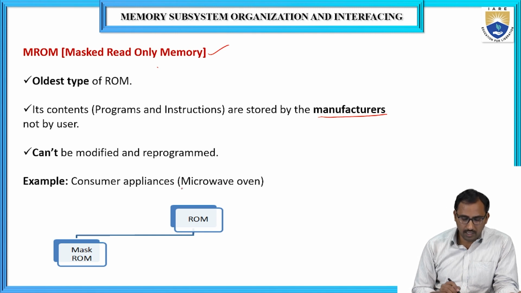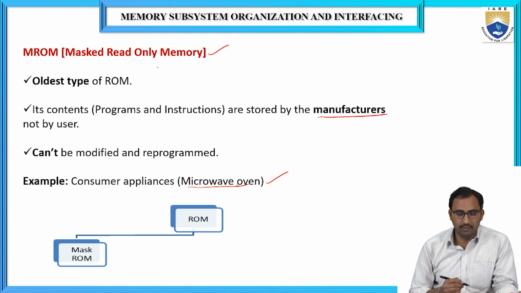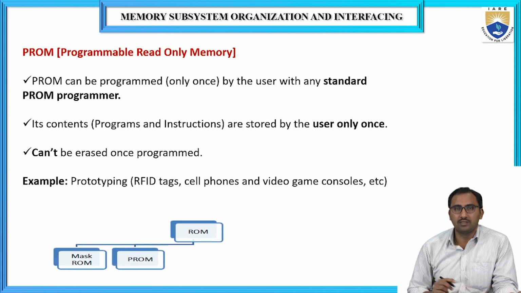An example is a consumer appliance like a microwave oven. We have already seen this example, the microwave oven. So this is the first type of ROM, masked ROM. Here the programs and data are loaded by the manufacturer. Once the manufacturer has loaded the programs and data, the user cannot modify or erase it. So this is about the MROM, masked ROM.